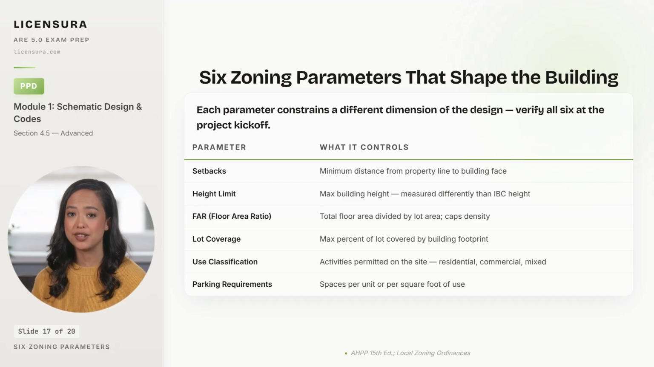Fourth, lot coverage, the maximum percentage of the lot covered by the building footprint, which protects open space and stormwater management. Fifth, use classification, whether the site is zoned residential, commercial, industrial, or mixed use, and which specific uses are permitted within that classification. Sixth, parking requirements. Minimum spaces per dwelling unit or per square foot, often the most space-consuming requirement on the entire site. Height in particular is measured one way by zoning and another way by the IBC, and the difference matters.